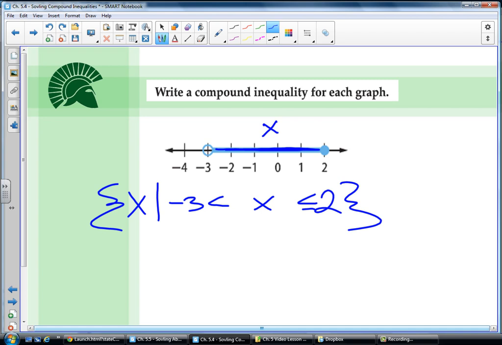I have an open circle on my boundary number of -3. I have a closed circle on my boundary number of 2. The numbers that we're talking about sit in between those two numbers. Therefore, my variable, which represents all of the numbers in between, sits in between them.